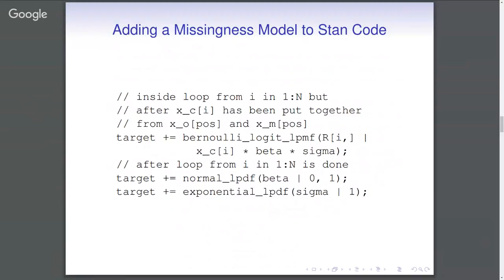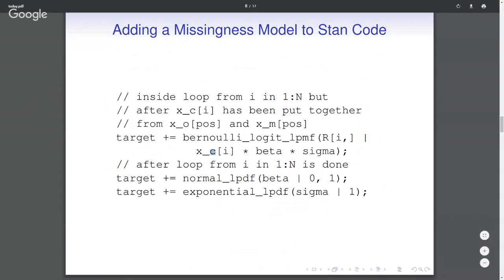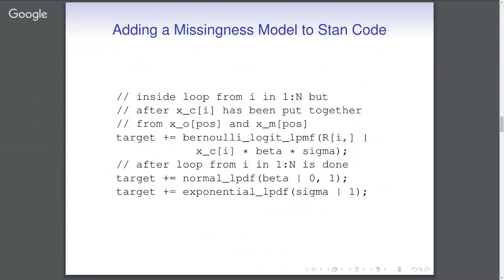And then for the ith observation, you just do target plus equals bernoulli_logit_lpmf. And then what is the log odds for person i? It's just the X completed data for person i multiplied by beta multiplied by sigma. And so you do that for each person. Now you've modeled the R's. So R bracket i comma is all J elements in the R matrix for row i. So those are conditionally independent given XC and some matrix beta.